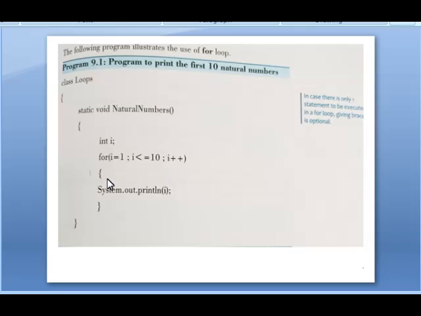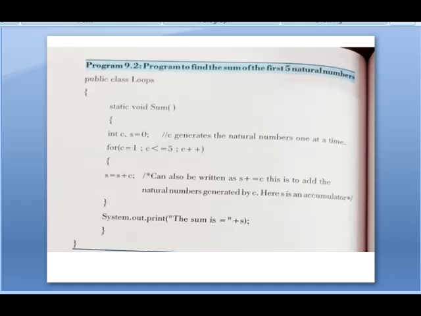2 less than or equal to 10, as the condition is true, it will print 2. Like this, the loop will repeat till the value of i becomes 10. After printing the value 10, it will increment the value by 1, so i becomes 11. Here it will check 11 less than or equal to 10, the condition is false, so it will exit from the loop.